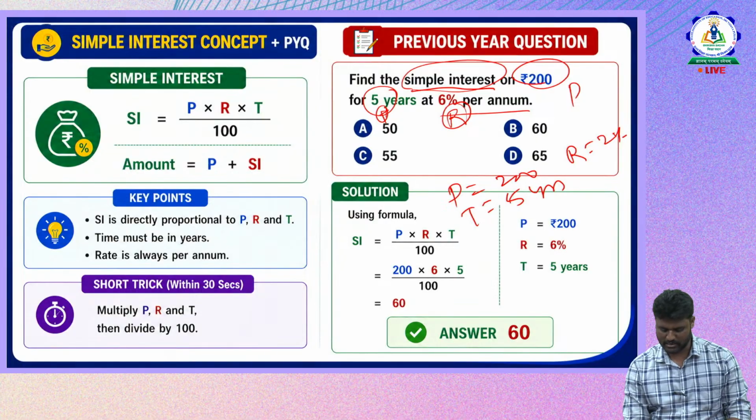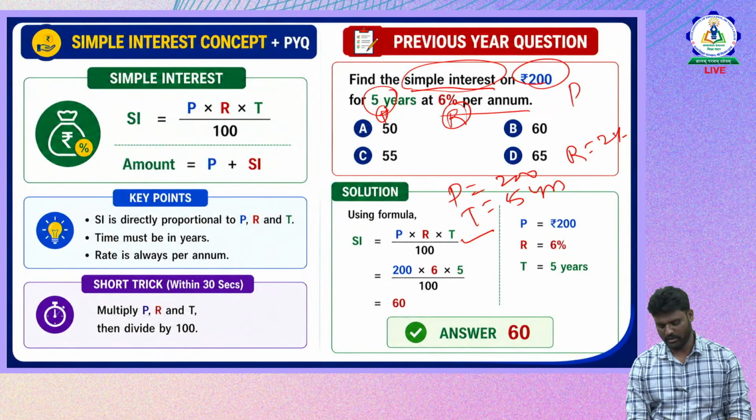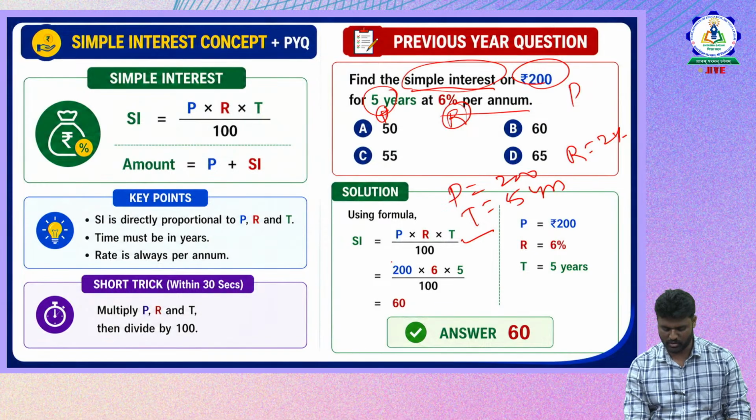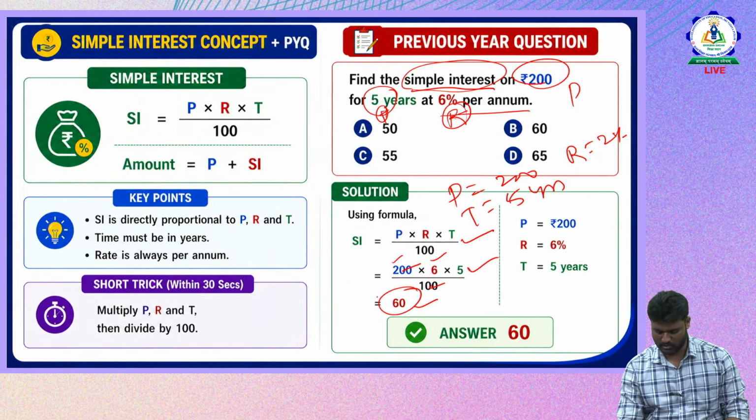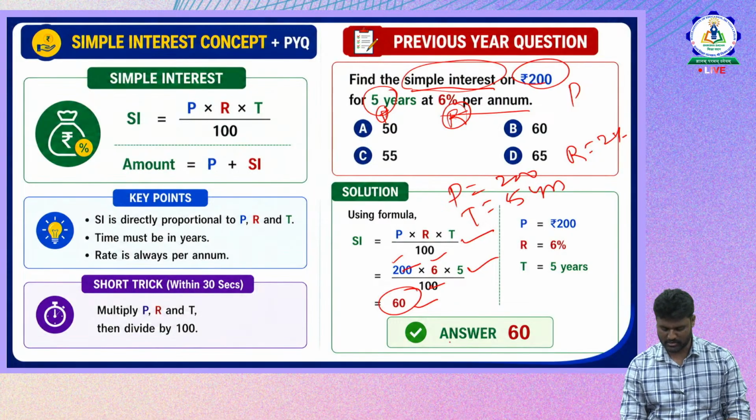So now let us try to apply the values into the given formula. So now SI is equal to PTR by 100, or P into R into T by 100. What is the P value here? 200. What is the R value? Per annum rate 6. What is the time? 5. So now divided by 100. If you simplify this, 6 into 5 is 30, 30 into 2 is 60, we'll get 60. So now what did we get? Simple interest we got is 60, which is option B, the correct one.